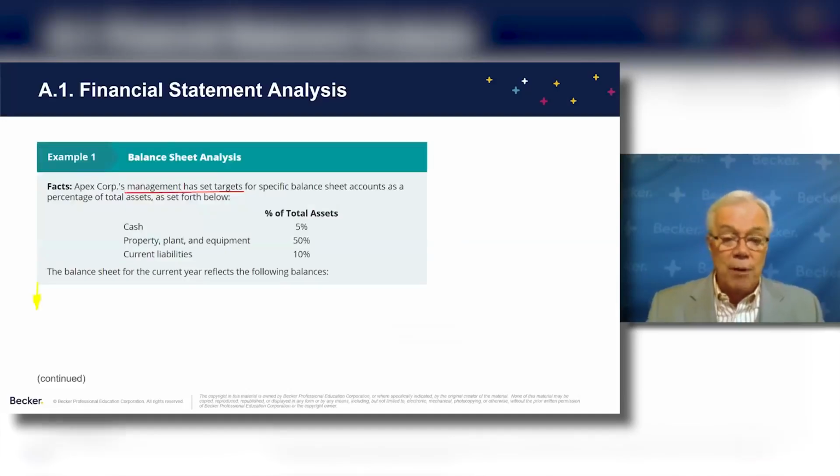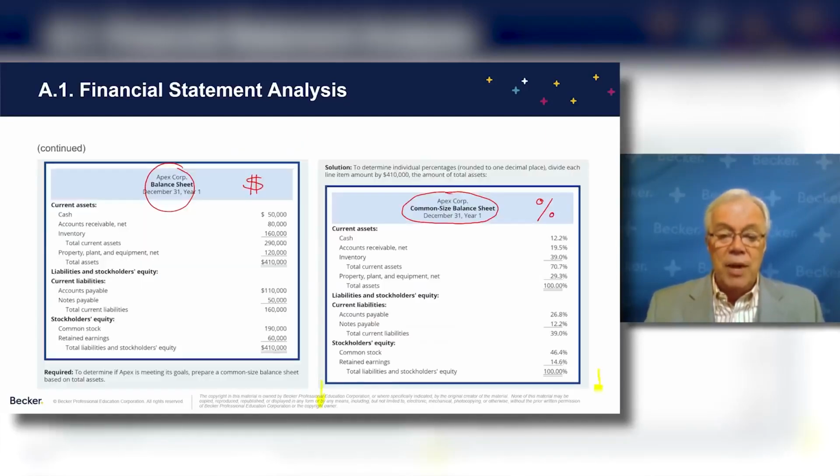Let's see how that would work. By the way, we'll take a look and show you how this could be really useful. Apex's management has set targets for their balance sheet accounts. They want cash to be 5%. Not too much more, that's idle cash, not too much less, and it's a problem with liquidity. PP&E, they want to invest in property, plant, and equipment, 50%, and they don't want current liabilities to be greater than 10%.